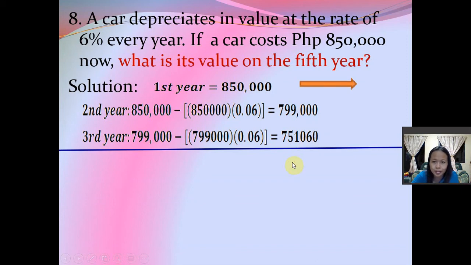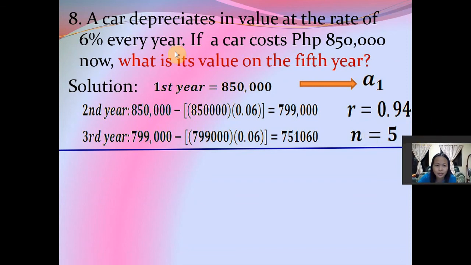These terms represent a geometric sequence. Why is it a geometric sequence? If you divide this value by this value, we come up with 0.94. And dividing 799,000 by 850,000, we come up with 0.94 still. So our common ratio is 0.94. We are going to look for the value on the fifth year, so our n here is 5.